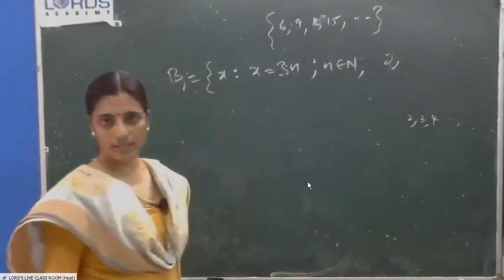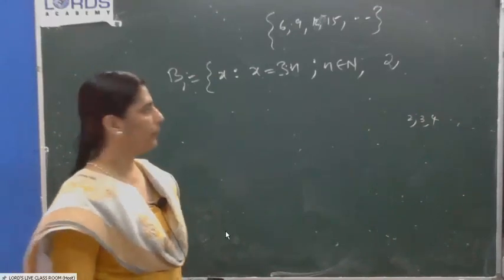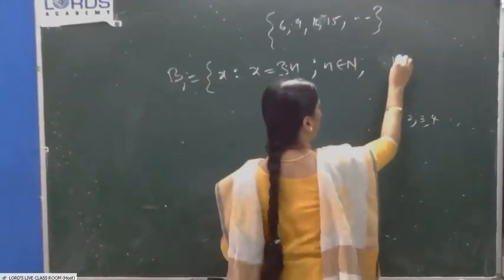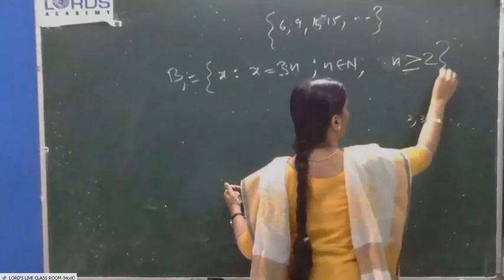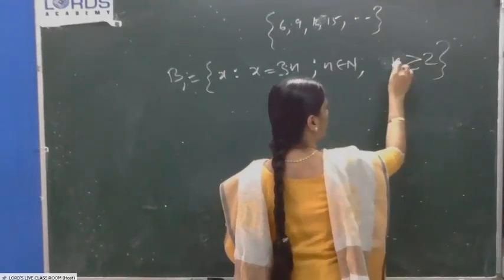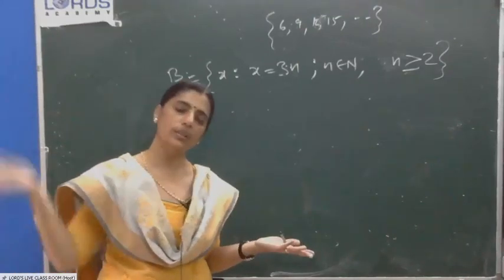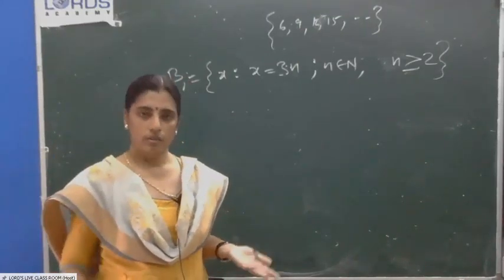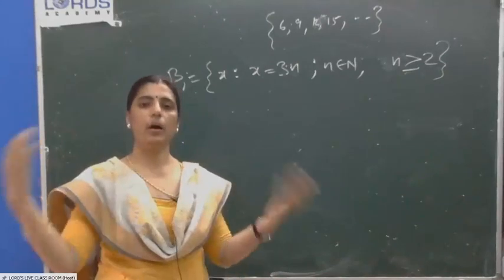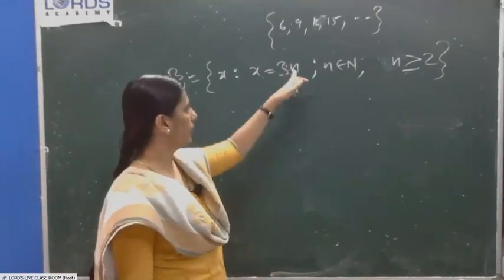On the right side, no n. What will we write? Let me write n greater than or equal to 2. Is it correct? Yes. N is greater than or equal to 2. All the numbers from 2 and above, you can give here.